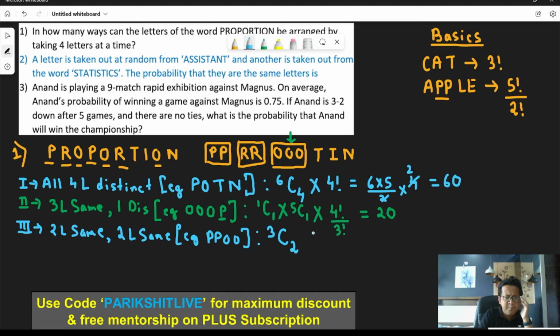Correct? And the moment you select, how many ways of arranging them? Remember, 4 factorial divided by 2 factorial, 2 factorial. So how much is this? 24 by 4 is 6. 3 into 6 is 18.